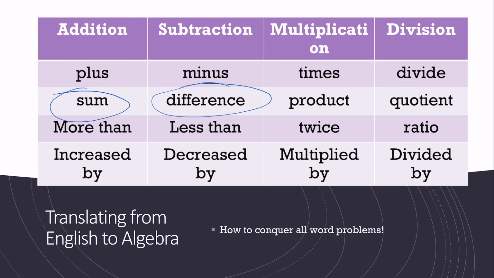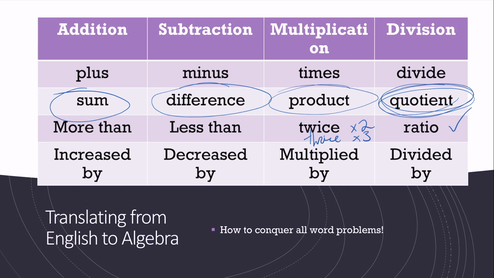For multiplication, the sticking word tends to be product. When I multiply two numbers, I'm finding the product of those numbers. I could also say twice. That means I need to multiply by 2. I could say thrice, which is kind of a silly word, but that means multiplied by 3, or quadrupled, that's by 4. For division, the sticking word is going to be quotient. When we're dividing, we're finding a ratio. We'll be looking more at those in Module 6 as well, right?